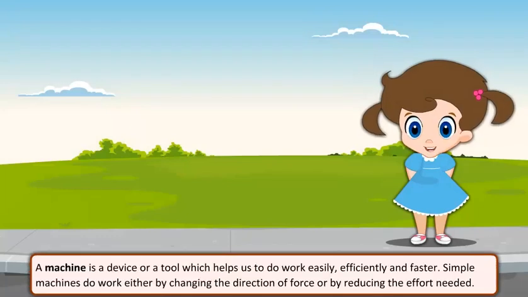A machine is a device or a tool which helps us to do work easily, efficiently, and faster. Simple machines do work either by changing the direction of force or by reducing the effort needed.